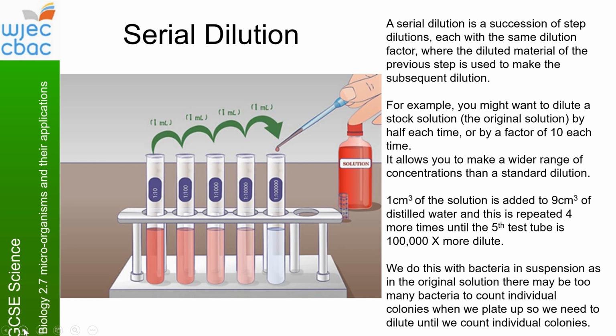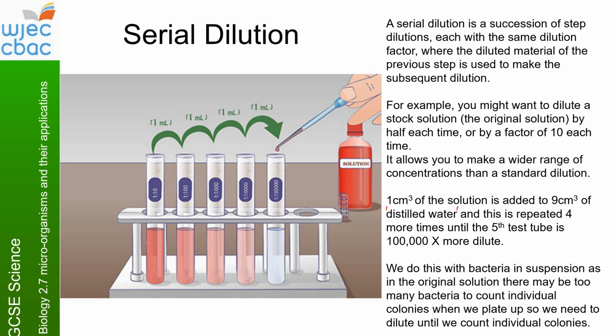1 cubic centimetre of the solution would be added to 9 cubic centimetres of distilled water. Remember, distilled water has no other nutrients in it, okay? It is as pure as we can get it. And this is repeated, in this example, 4 more times until the 5th test tube, this last one here at the end, is 100,000 times more dilute, okay?